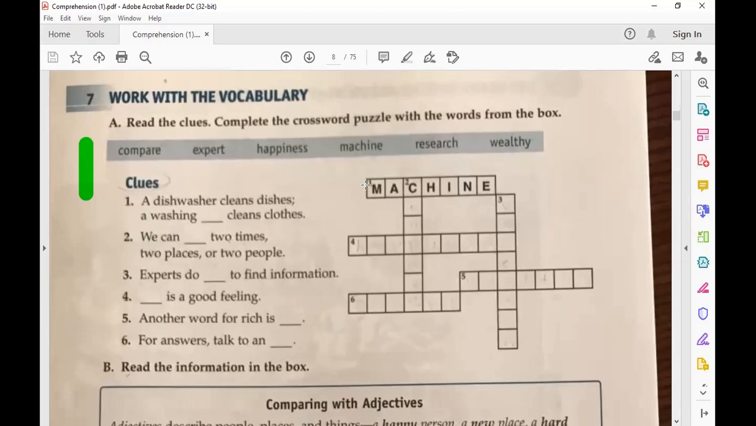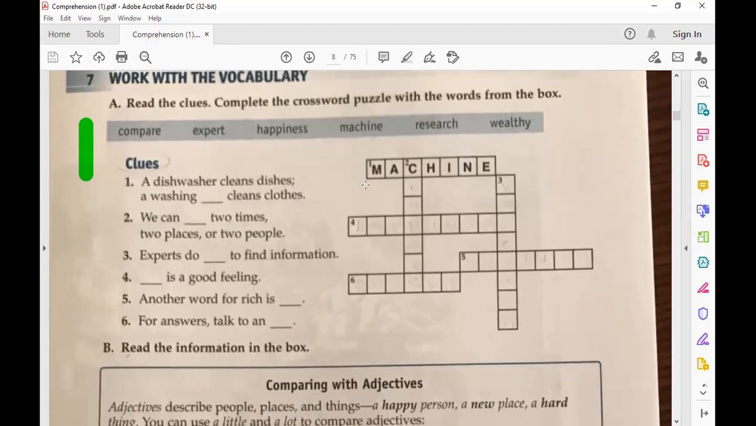We have a very interesting crossword puzzle. It might be useful for you guys to play such things in your spare time. Here we have terminologies. Compare, you know what compare is. Expert. Happiness, you know what happiness is. Machine. What is a machine?